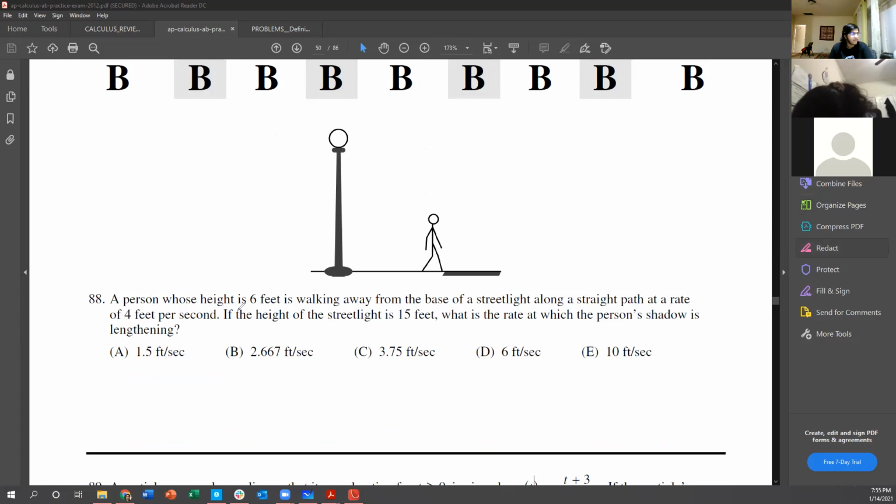Okay, related rates. So this person's height is 6 feet, walking away from the base of a street light. So I'm obviously going to draw this triangle here.